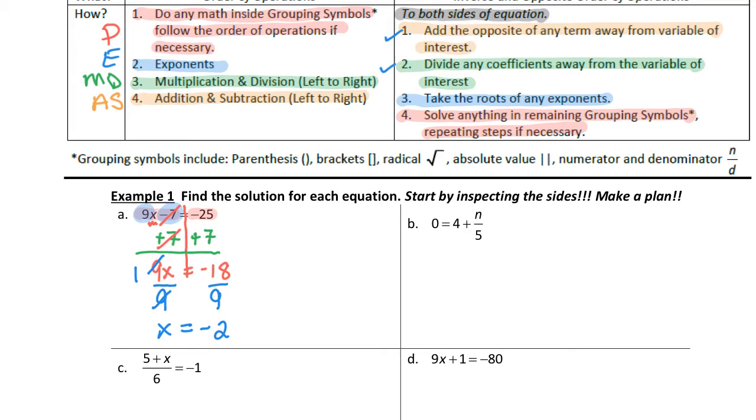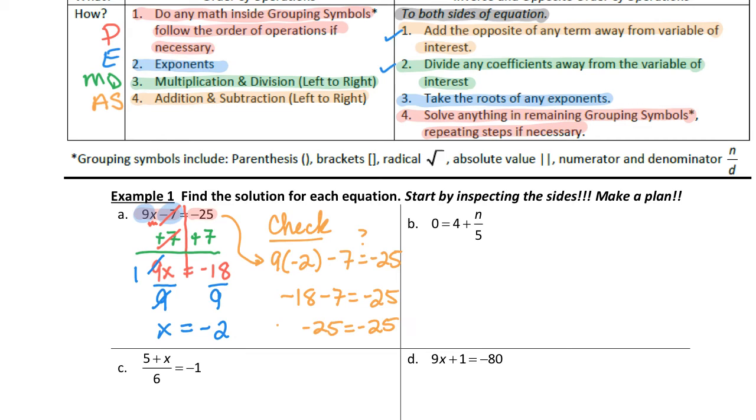Let's not forget, we always want to check our solution. So let's check into the original equation. So the original equation, 9 times -2 minus 7, does that equal -25? We want to know. Okay, we don't know if it's equal yet. 9 times -2 is -18 minus 7 equals -25. And that is going to check out. -25 equals -25. So we are good.